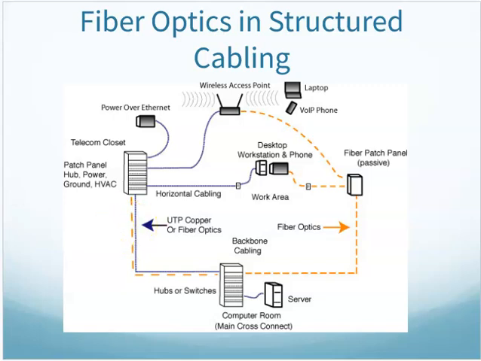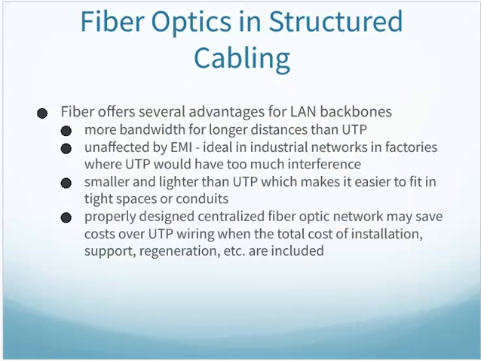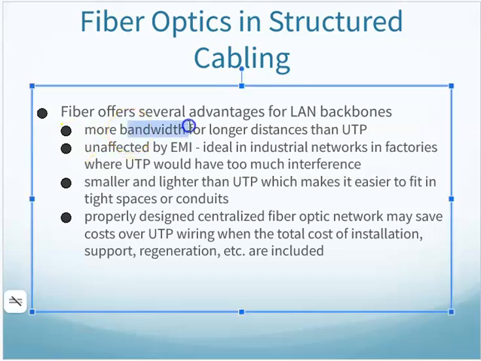Here also the book shows you a little bit about fiber being used for centralized fiber, actually going from the closet out to a passive device in an area, and then coming from there over to your devices, and potentially even fiber optic to those devices too. Fiber offers several advantages for LAN backbones. Like we said, more bandwidth.